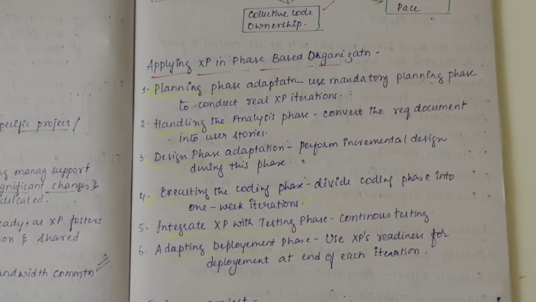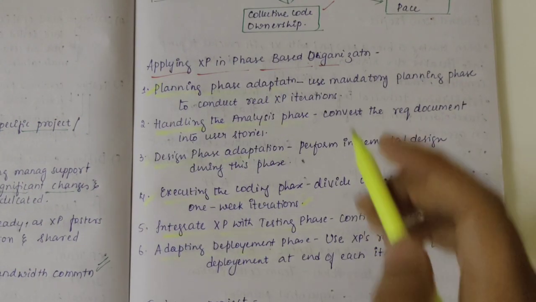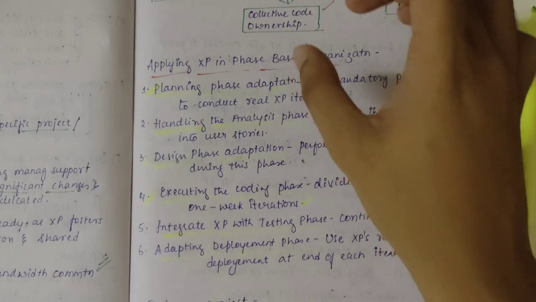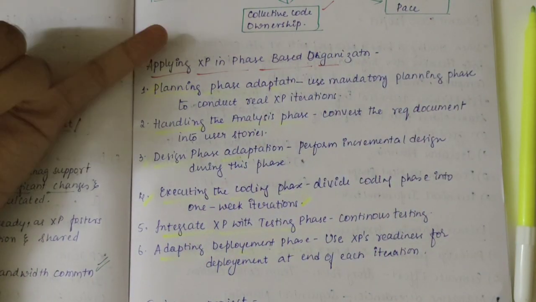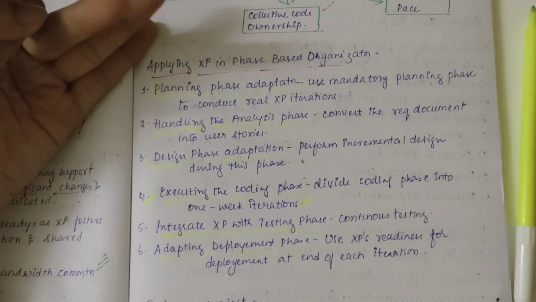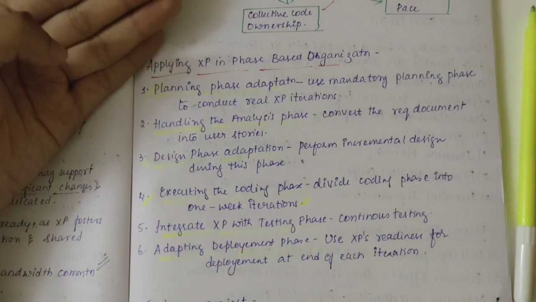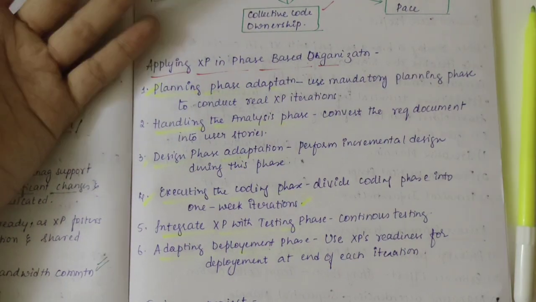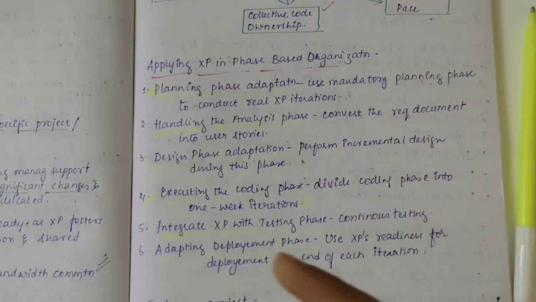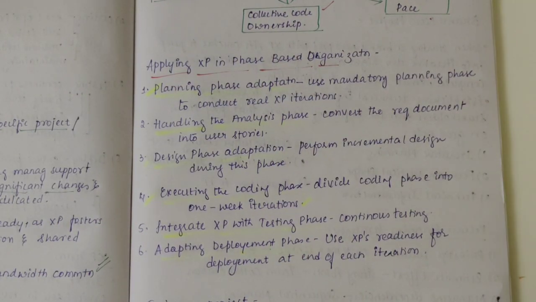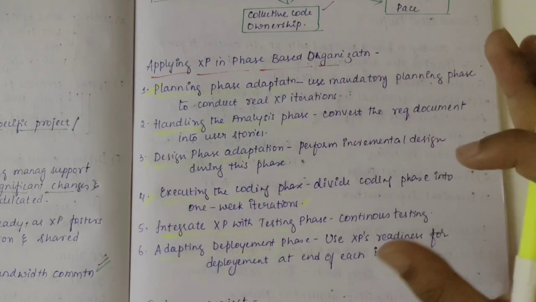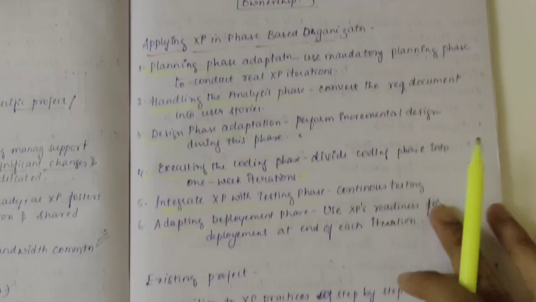Coming to the phase-based organization, the implementation of XP happens in phases here, be it the planning phase, the analysis phase, the design phase, the coding phase, the testing phase, or the deployment phase. We have studied all this in the XP life cycle, right? So the same thing you can write here. So this was about the phase-based organization approach.